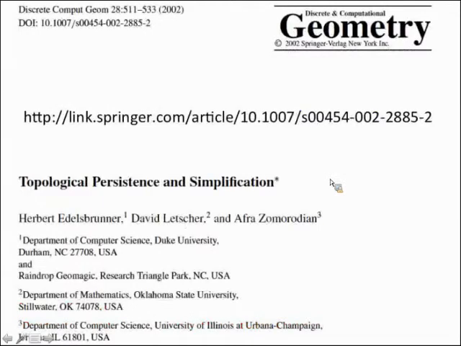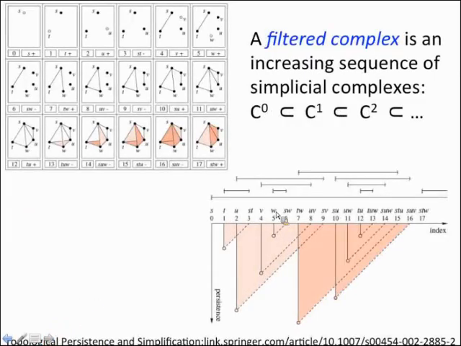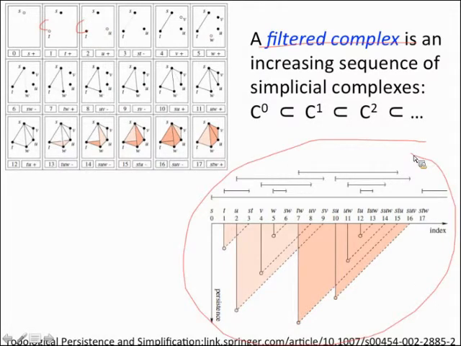So today we're going to finish talking about the topological persistence and simplification paper. This is the older method, which is very visual. We will finish up that method where, for both methods, we have a filtered complex, just an increasing sequence where this one embeds inside of here, etc. And then we got this nice visual representation of the persistent homology.